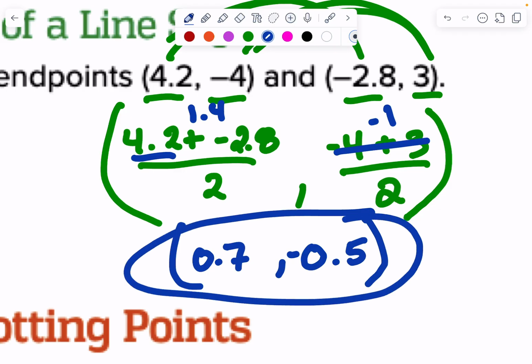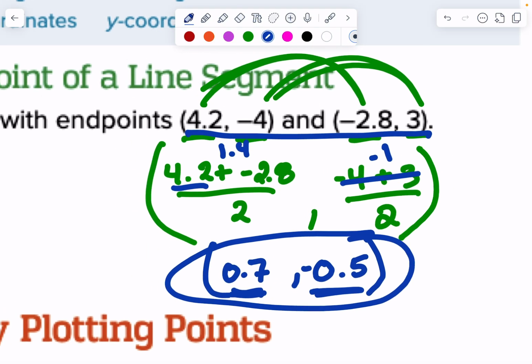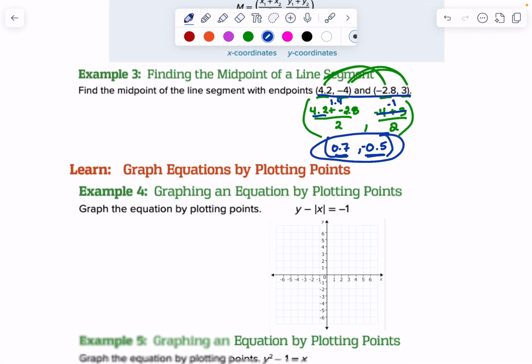Now, you can graph these all day long if you want to and try to figure out the middle, but I'm guessing you're probably not going to guess that it's exactly at 0.7 comma -0.5. You're going to have to actually know how to do the midpoint, okay? Midpoint is average. That's it, okay?